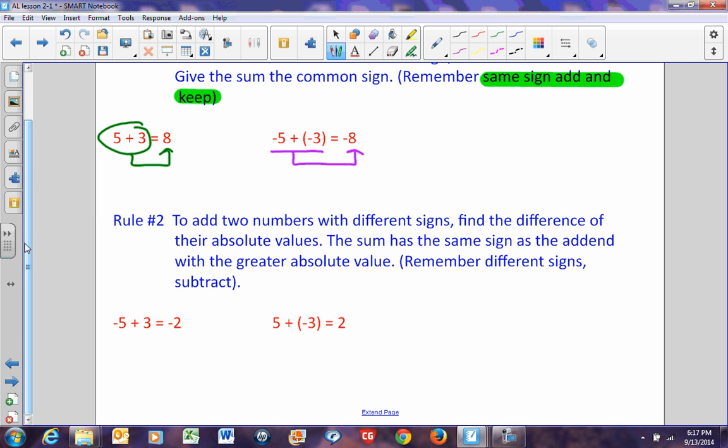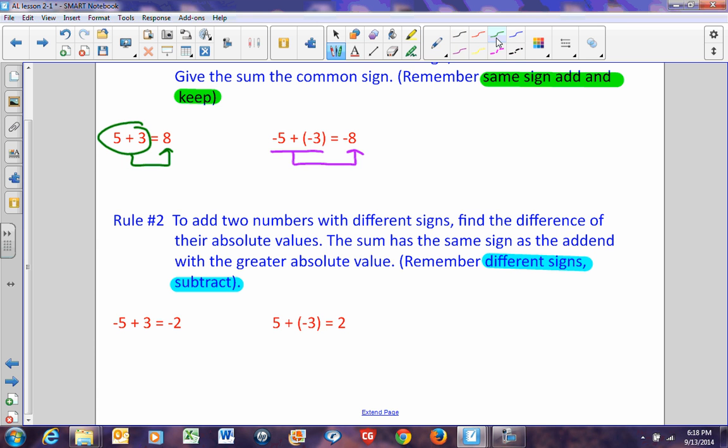Rule number 2 says to add two numbers with different signs, find the difference of their absolute values. The sum has the same sign as the addend with the greater absolute value. Again, I like to do my little phrases, and my phrase for this one is different signs subtract. So same signs, add and keep the common sign. Different signs, subtract. Then keep the sign of the number with the higher absolute value.